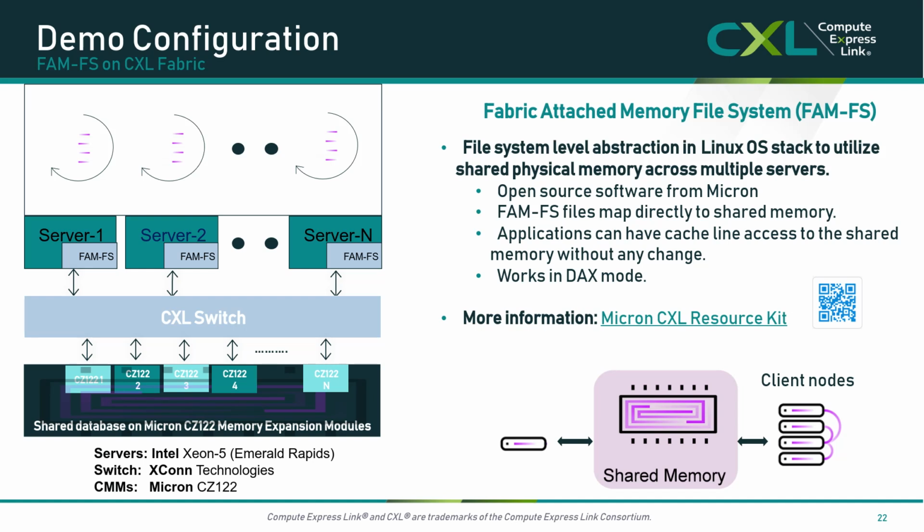So in this case, we had more than 12 CXL modules amounting to up to, I think, around 1.5 terabytes of shared memory accessible to all the hosts which were connected to the switch. So in one of the nodes, we formatted the shared memory into FAMFS file system. And then we used RocksDB, which is a key value store, to create a huge database in that FAMFS file system.